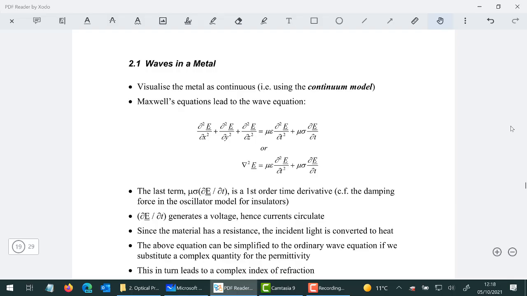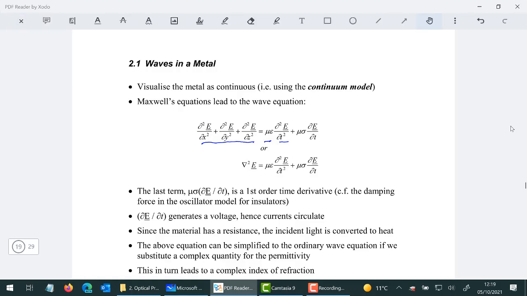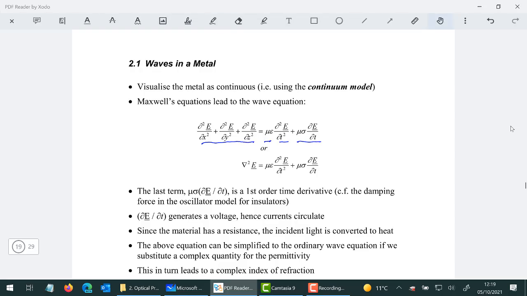So let's think about waves in metals. The wave equation that we had before for the insulator didn't have this term involved. We just had that the second derivative with respect to space was equal to a constant times the second derivative with respect to time. But now, in the metal, we have another term, and that term is a dE by dt term. So it's the first derivative with respect to time.